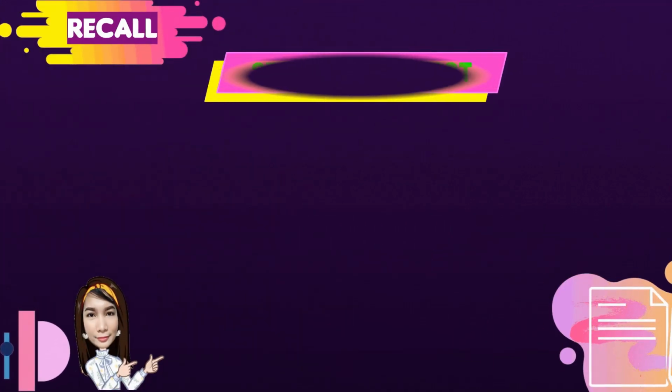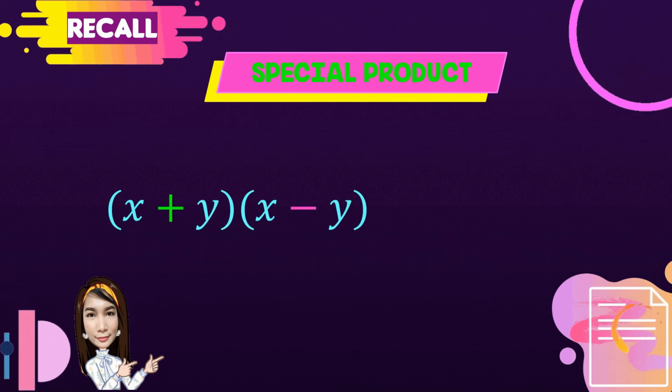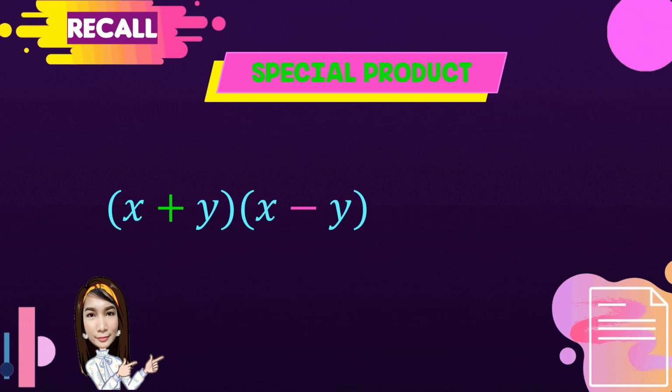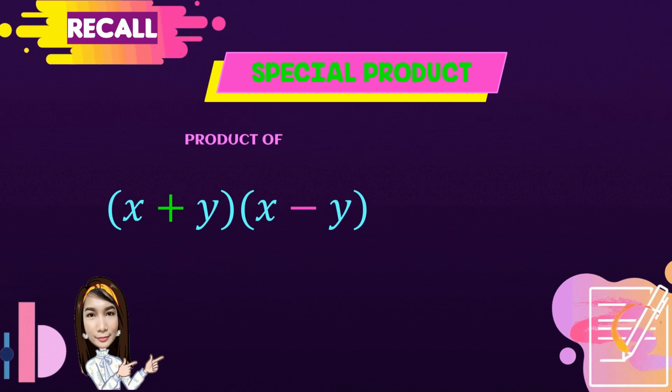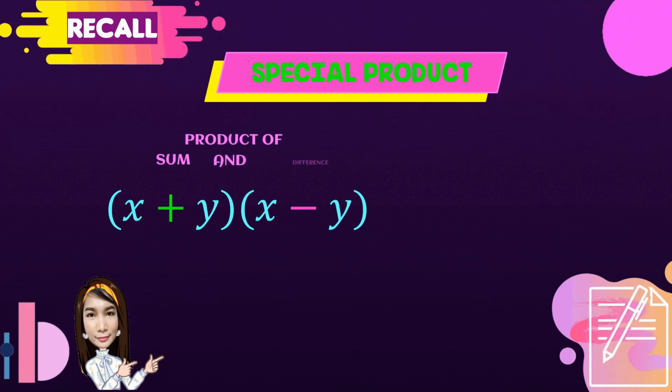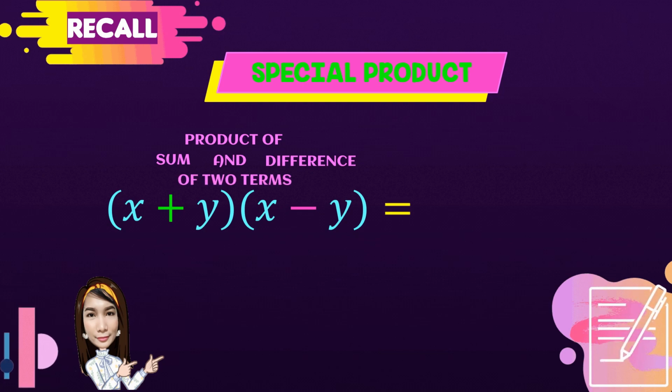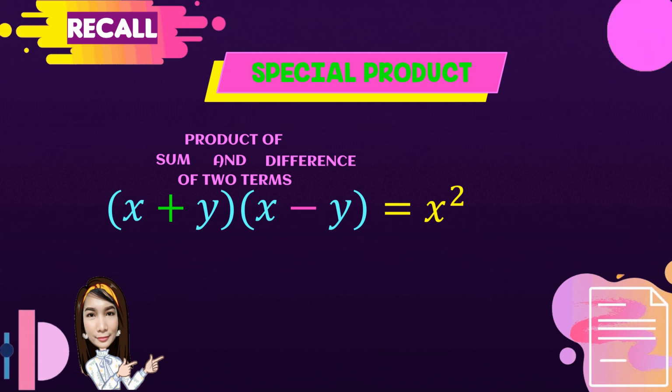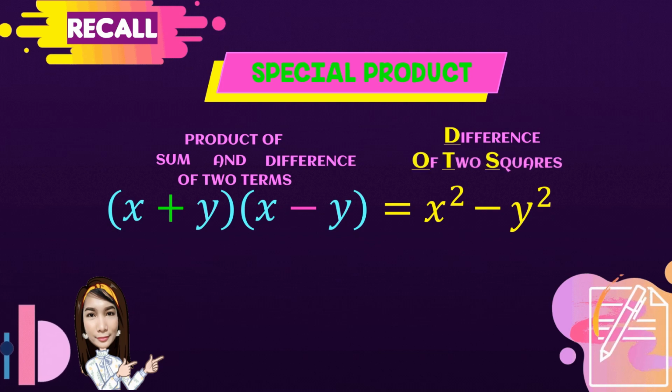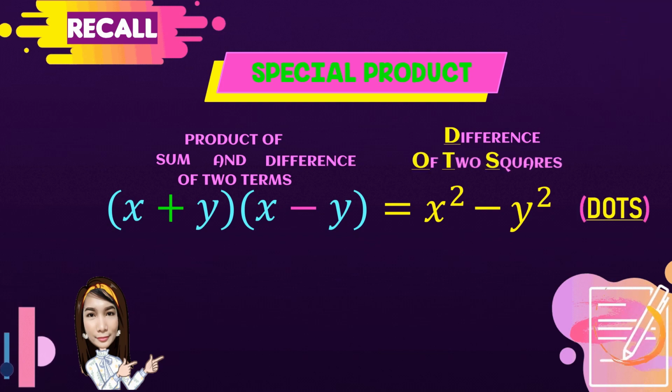Now we need to recall the special product given the quantity of x plus y times the quantity of x minus y, or also known as the product of sum and difference of two terms. And that is equal to square the first term, so we have x squared, minus square the second term, we have y squared, or also known as the difference of two squares, or DOTS.